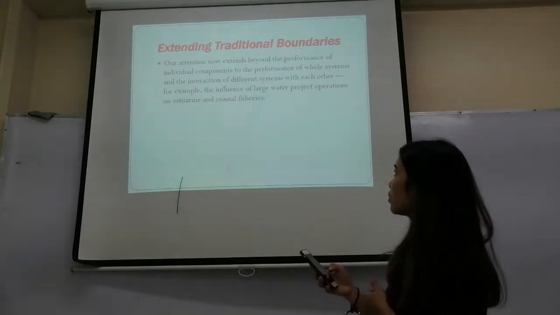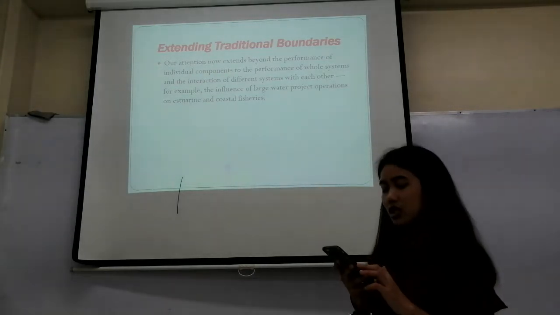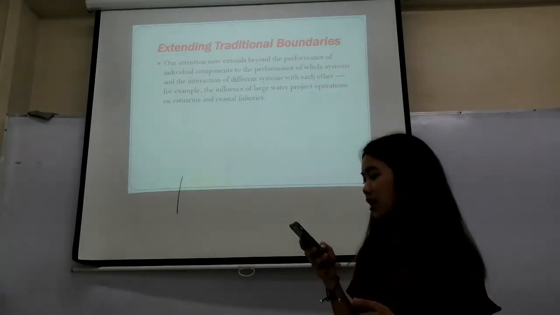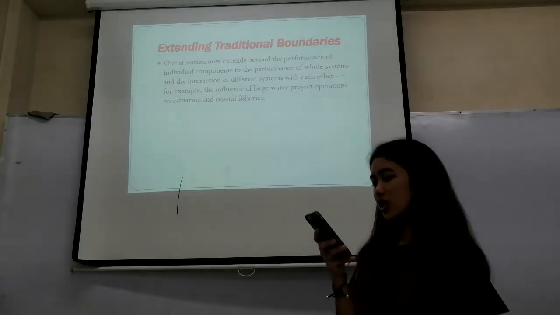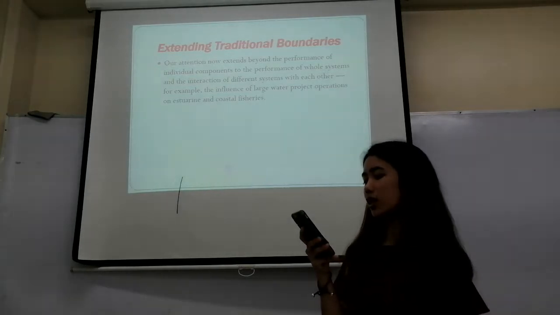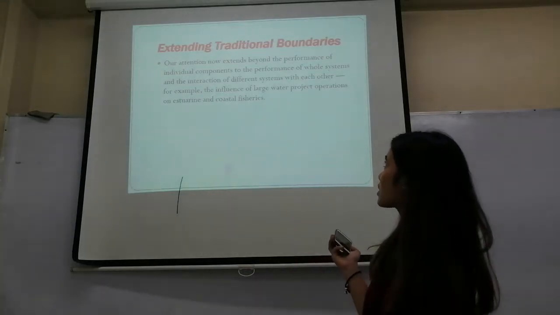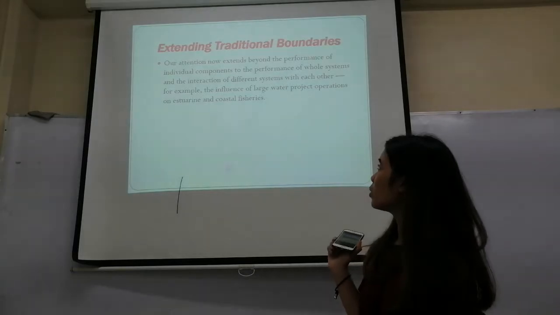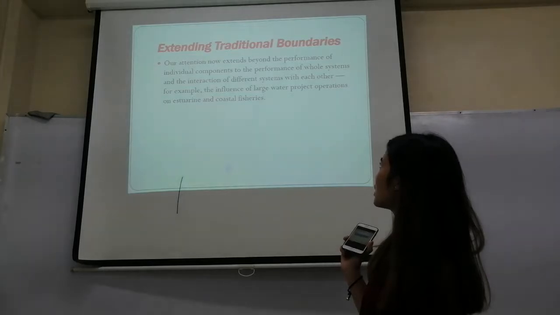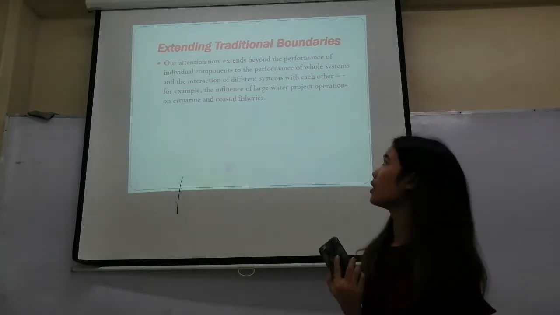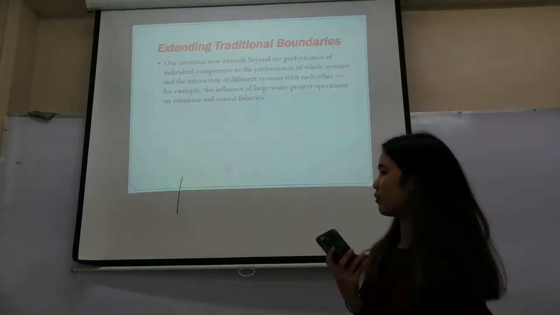So extending traditional boundaries. Traditionally, civil and environmental engineers have focused on studying parts of the systems or designing specific components of an engineered system, such as studying the dilution of effluent achieved through an ocean outfall in order to design an appropriate diffuser. So our attention now extends from the performance of individual components to the performance of whole systems, and the interaction of different systems with each other. For example, the influence of large water project operations on estuarine and coastal fisheries.